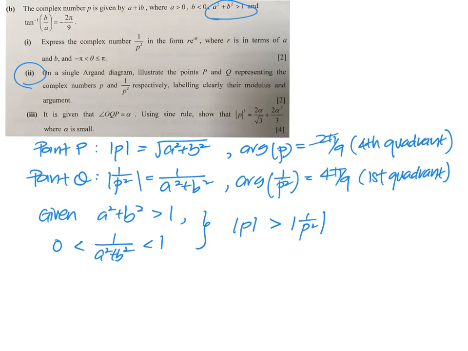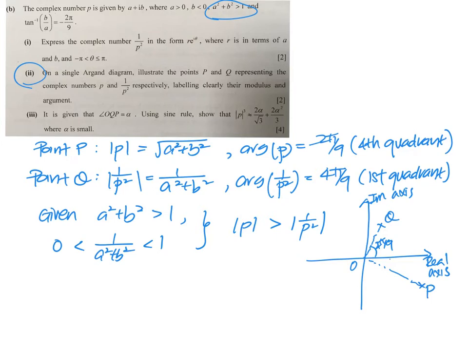So when I sketch the Argand diagram, do remember to label the axes. So this is the real axis. This is the imaginary axis. I will expect the point Q to be nearer to the origin, where the argument is 4 pi over 9, and point P to be further away from the origin, where the argument is negative 2 pi over 9.